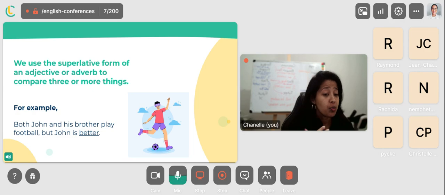We use the superlative form of an adjective or an adverb to compare three or more things. For example, both John and his brother play football, but John is better. So now we are putting John at the highest point in the category.